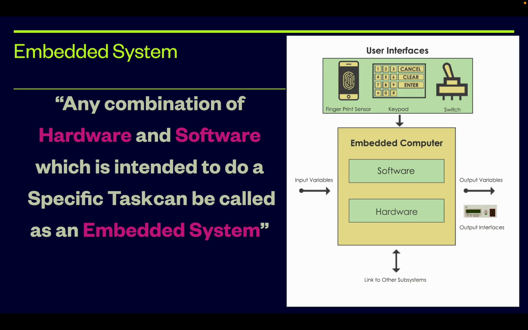Now, what is an embedded system? Any combination of hardware and software, remember both are compulsory, which is intended to do some specific task, we can say it is an embedded system. So a specific task, the hardware part, and the software part, these three are the main parts of an embedded system.